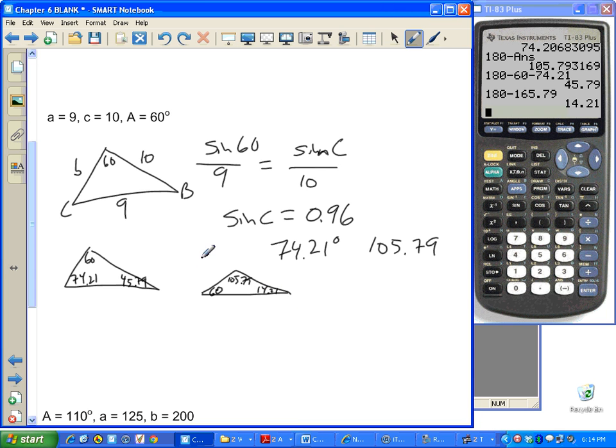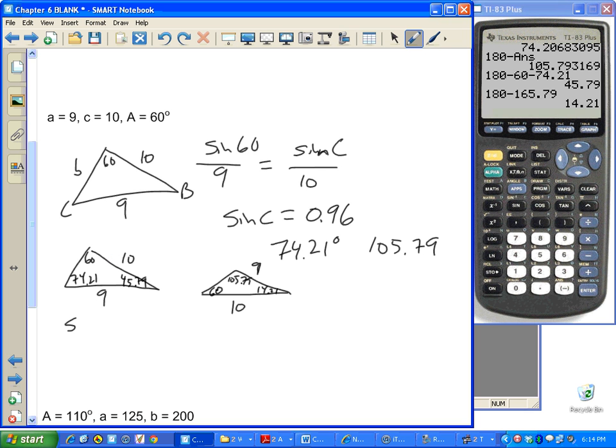Okay, so this is still 9. Oops, I kind of switched things here. Across from 60 is 9. Across from C, which is the angle I just found, this one is 10. And now I've got two situations that I've got to solve.